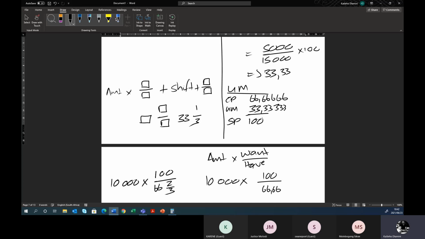66. I think it's 2/3. It should be 2/3. Yes, 2/3. Okay, so that way you'll then get your answer. Okay, but let me do it with this calculator here.